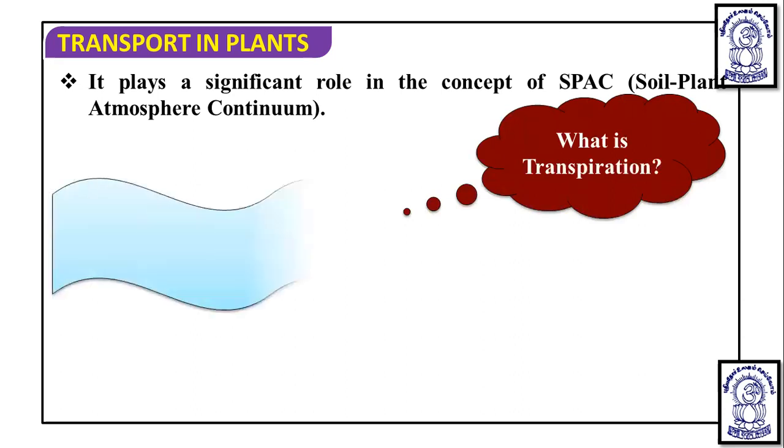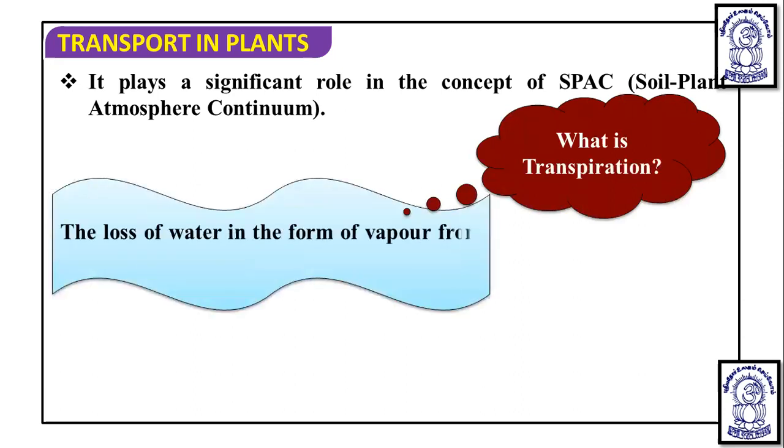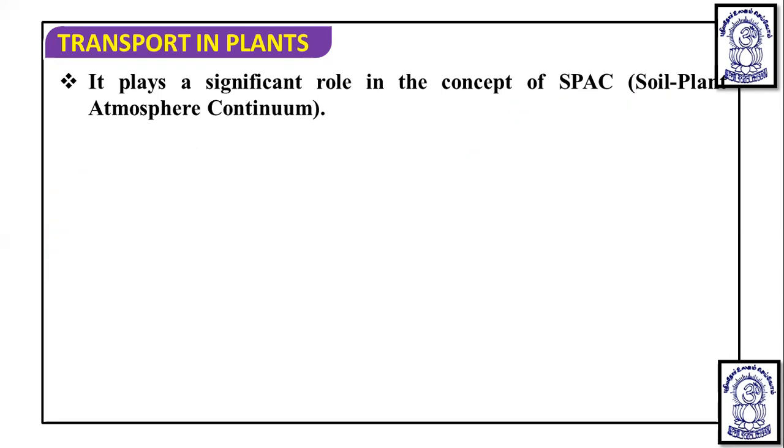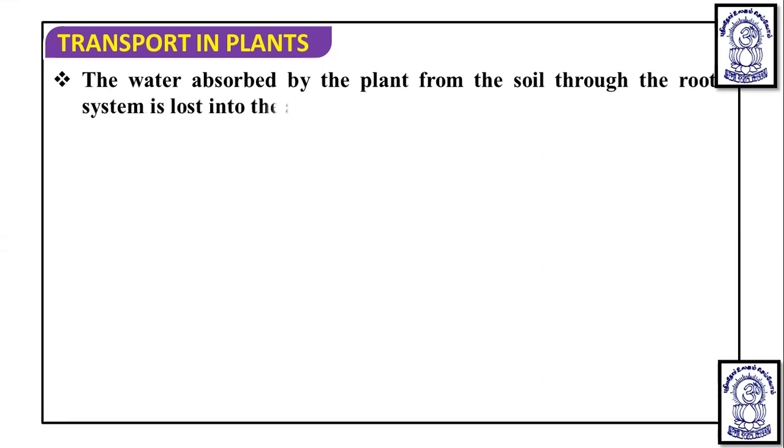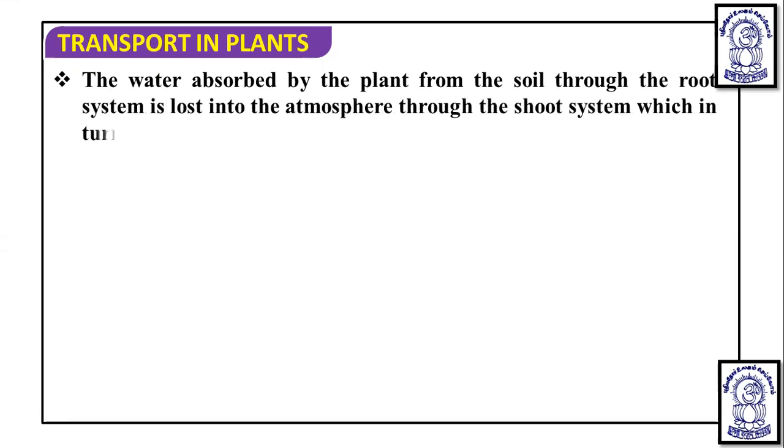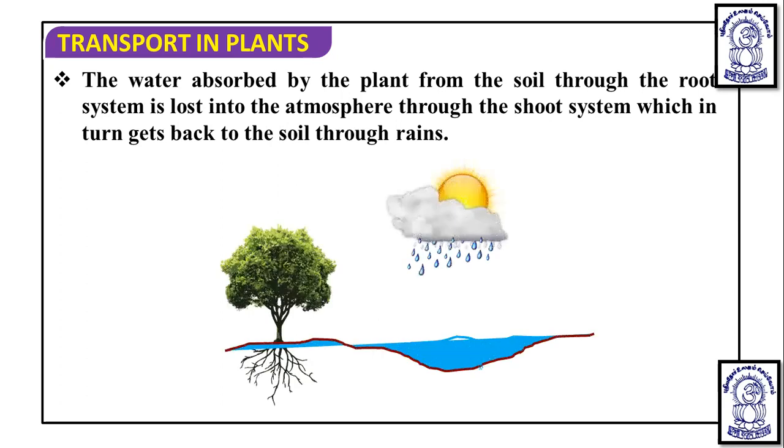So what is transpiration, which we have discussed already? Loss of water in the form of vapor from the living tissues of the aerial parts of the plant. Now the water absorbed by the plant from the soil through the root system is lost into the atmosphere through the shoot system. So absorption is done by the root system, but loss occurs through the shoot system, which in turn gets back to the soil through rain. So this is how the soil plant atmosphere continuum takes place.